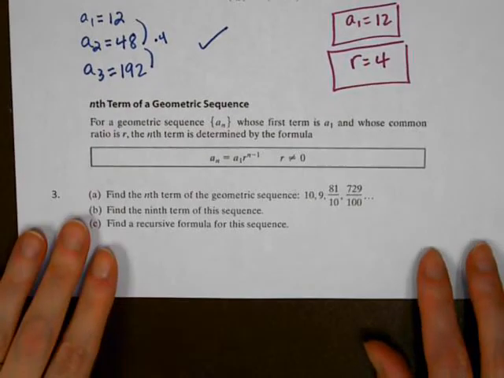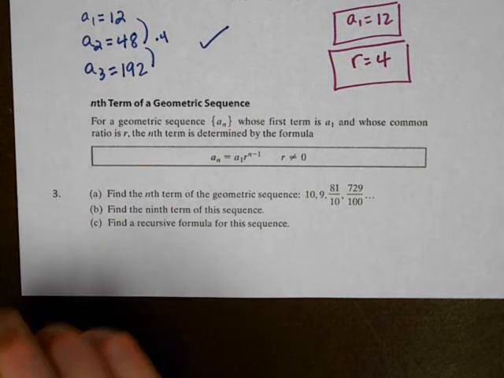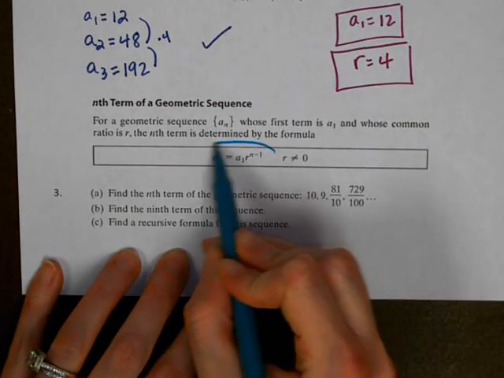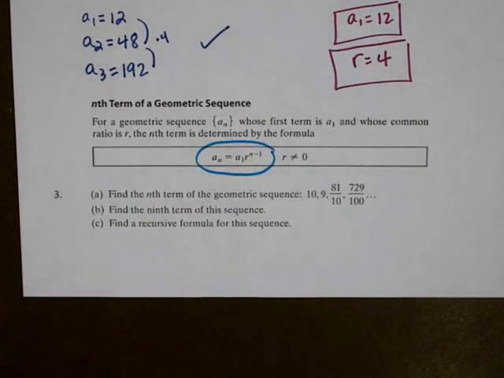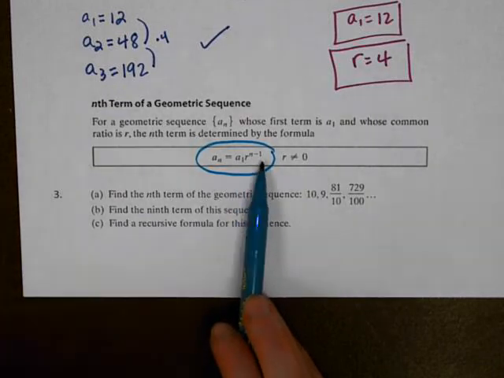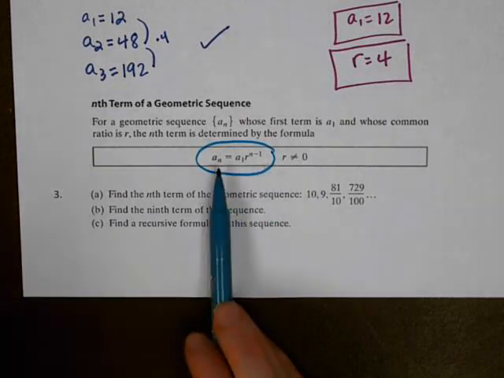Okay, formula. And again, you will be given this formula on any test or quiz. a sub n is equal to a sub 1 times r to the n minus 1 power. So you're multiplying a sub 1 times r, n minus 1 times, to get the nth term.